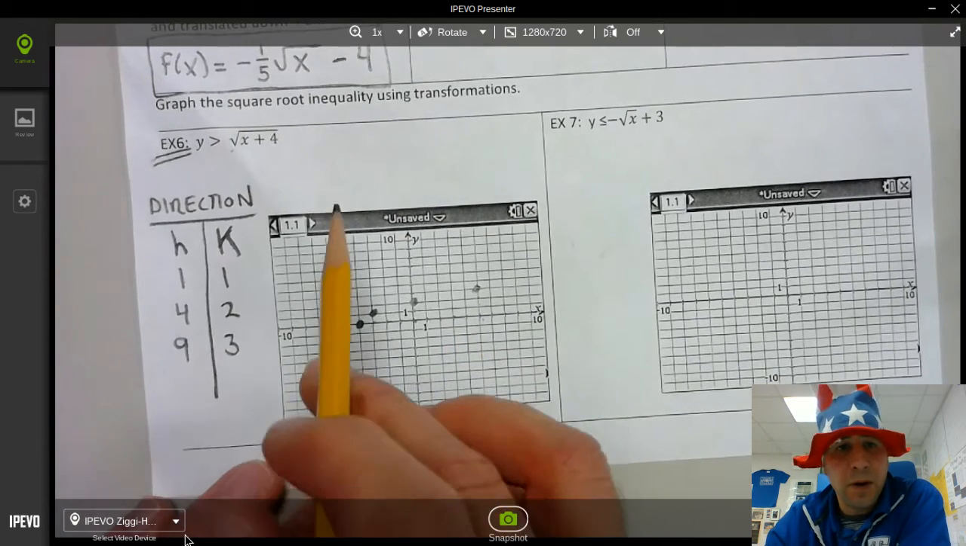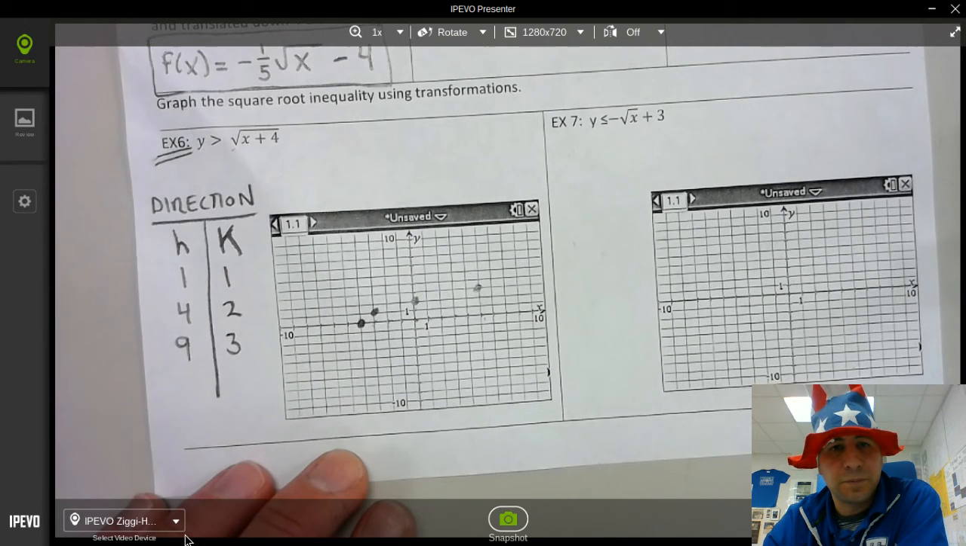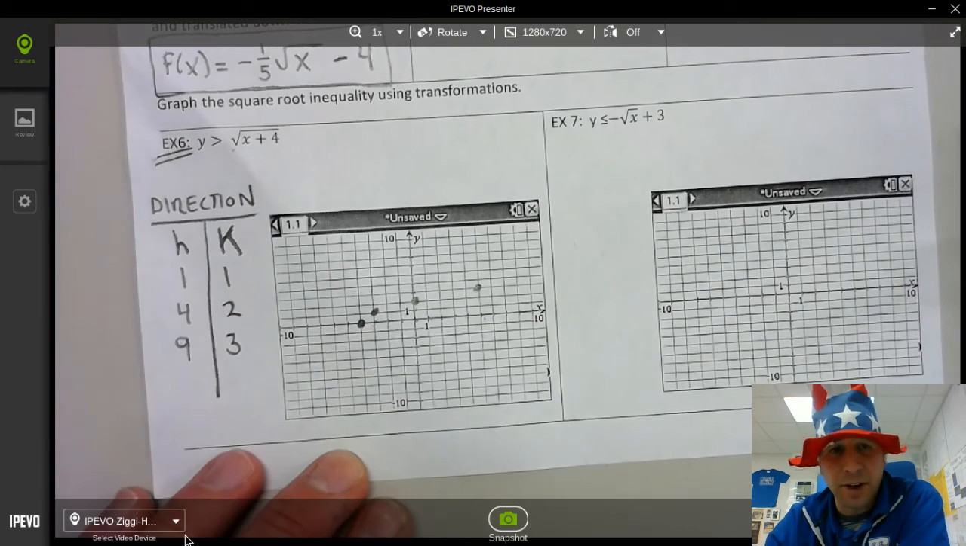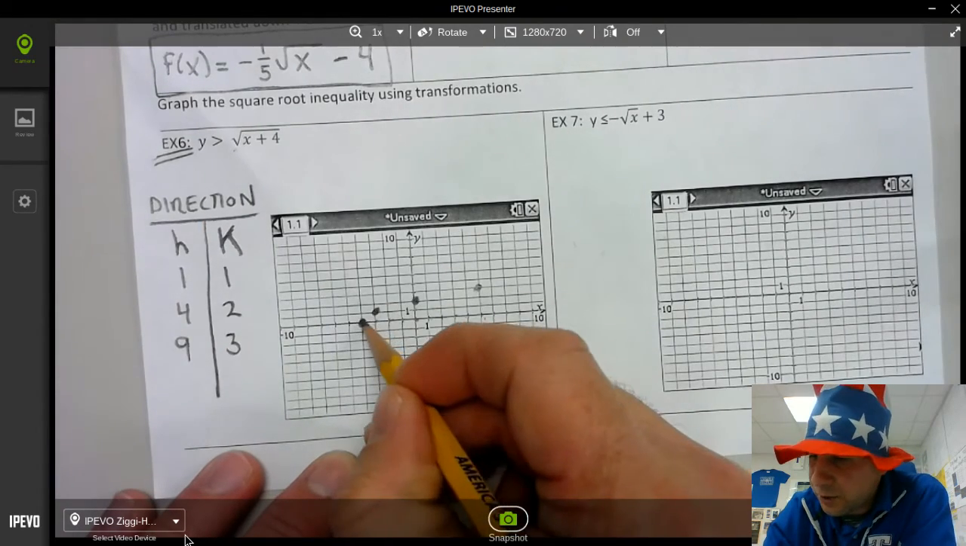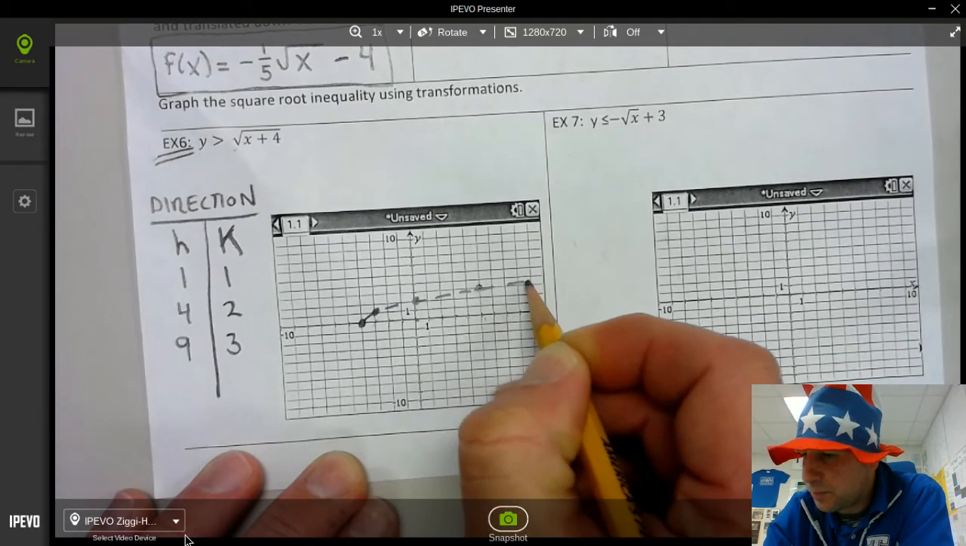And you have to be careful. I want you to ask yourself, well, is this a solid line or a dashed line? All right, I'm hoping you said it was a dashed line because there's no equal sign. And this is the mistake I always make, I forget to check. I just draw a line, but it's a dashed line.